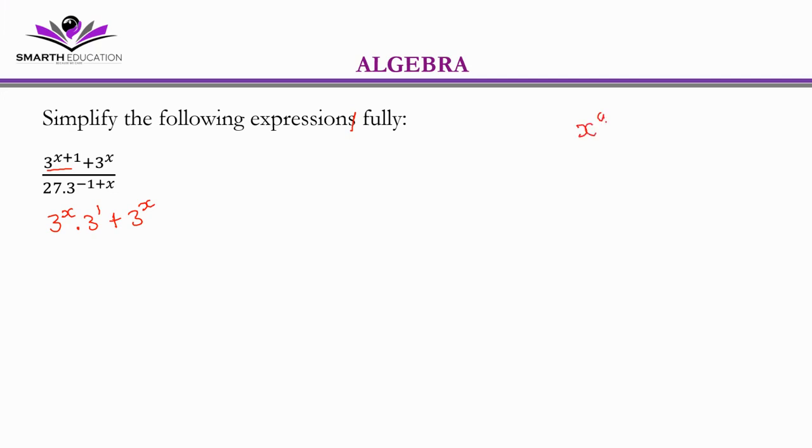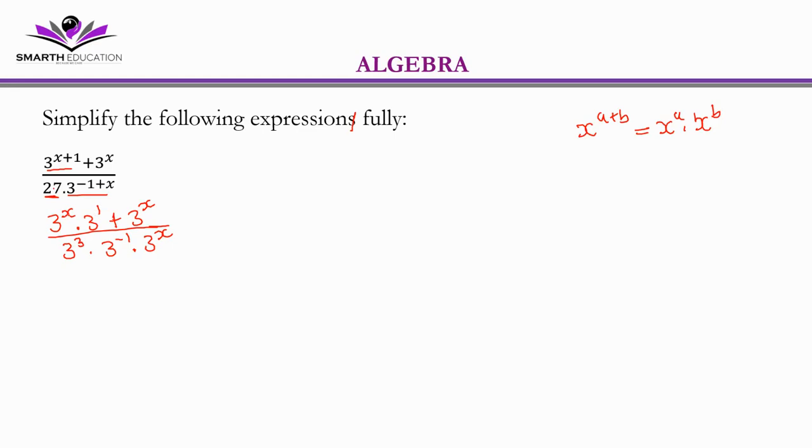Remember, x to the power a plus b is the same as x to the power a times x to the power b. And then the denominator, let's write this as a product of its prime factors, that is 3 cubed. And then 3 to the power negative 1, we're breaking this power again, 3 to the power negative 1 times 3 to the power x. The numerator we can factorize.